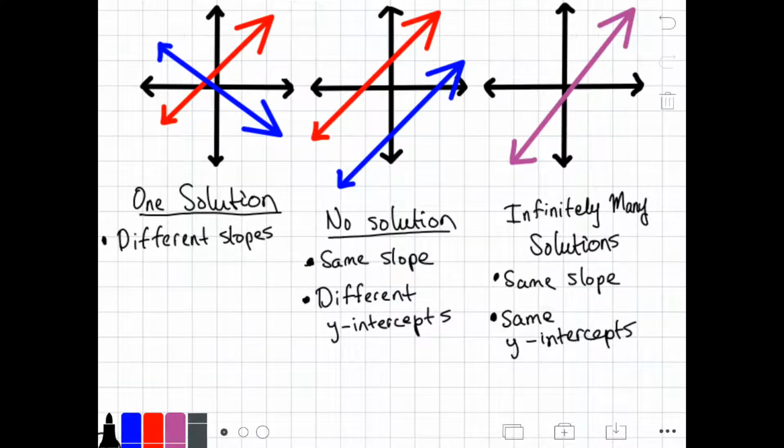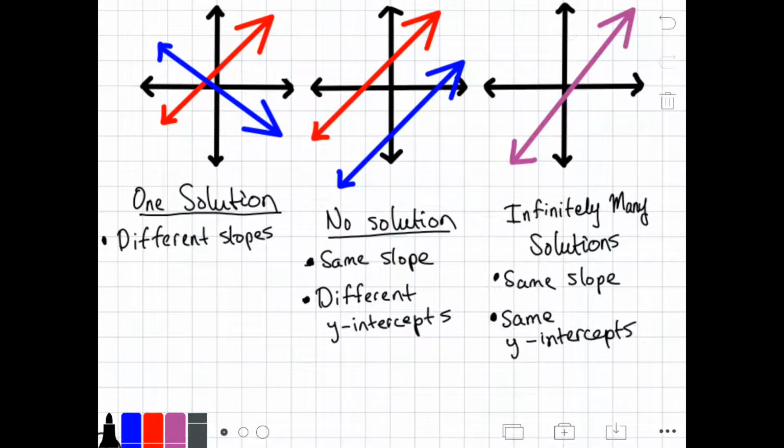Remember, the solutions are the points where the two lines meet. These two lines meet at an infinite number of points. They are the same exact line. They are represented by the same equation.